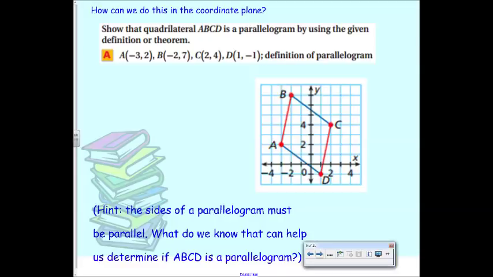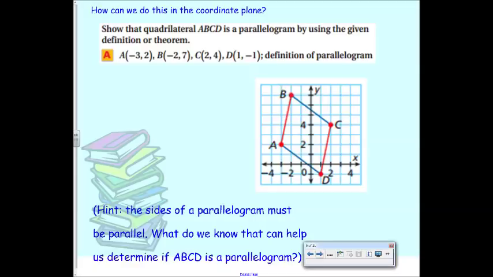So what would that tell you? How could you use slope to prove that it's a parallelogram? If the slope is the same, that means the lines are parallel. Good.